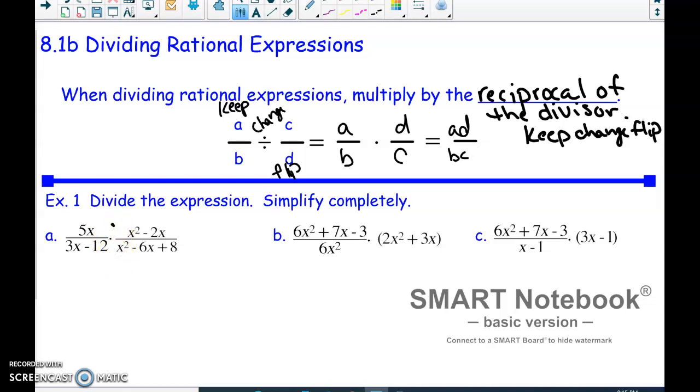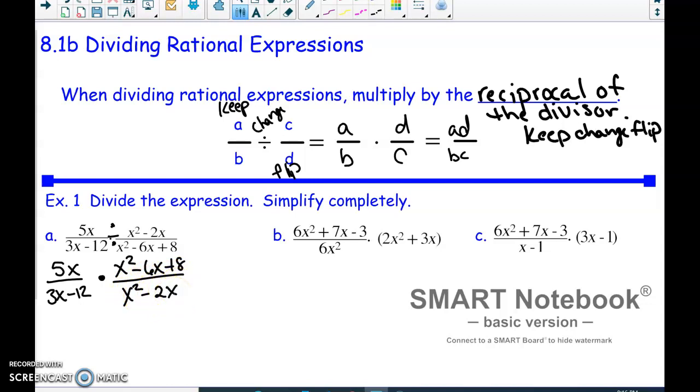So the first thing we need to do is, there's a multiplication sign in between those two fractions. Go ahead and change that to division. And then we're going to write our equation: 5x over 3x minus 12, and then times, we're going to change division to multiplication. And now we're going to flip that fraction: x squared minus 6x over 8 divided by x squared minus 2x.